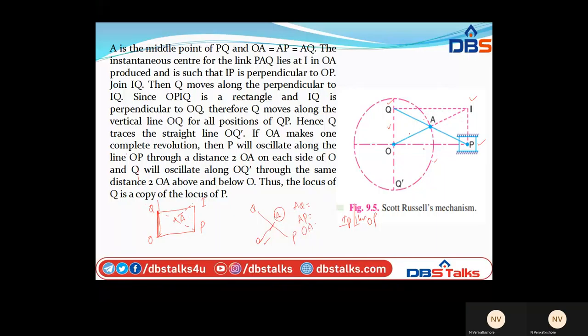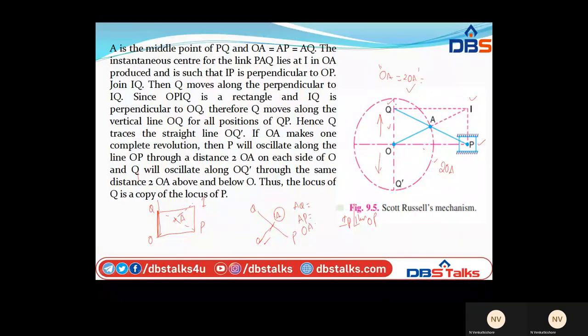If OA moves in one complete revolution, then the point will oscillate along the line OP through a distance of 2OA. So if OA is rotating one complete revolution, then it oscillates 2 times the length of OA, one OA on each side of O, along the OQ, above and below O, moving up and down. From O, they are generating the distance OQ upward and OQ dash downward. So the total is equal to 2 times OA.